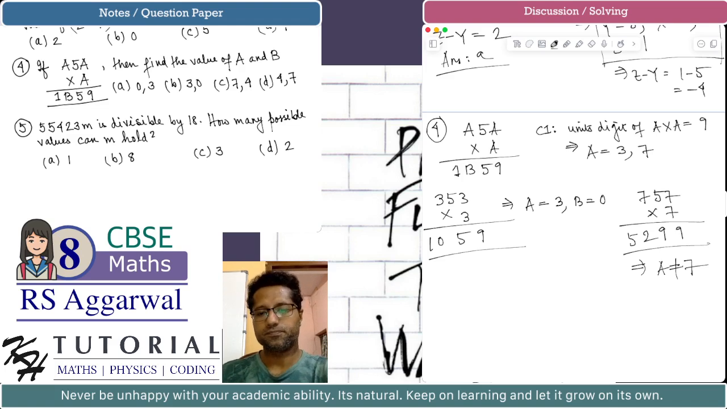So the answer is A equals 3 and B equals 0. So this implies we have to find the value of A and B. Okay, so the answer is A is 3 and B is 0. So the answer is choice B.